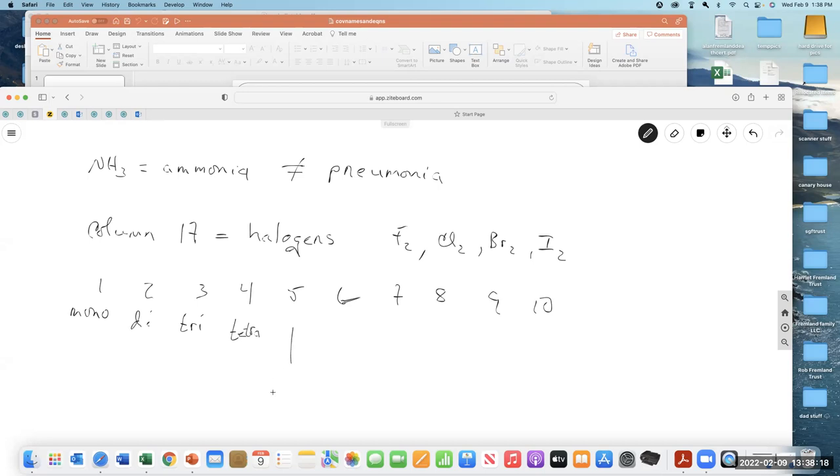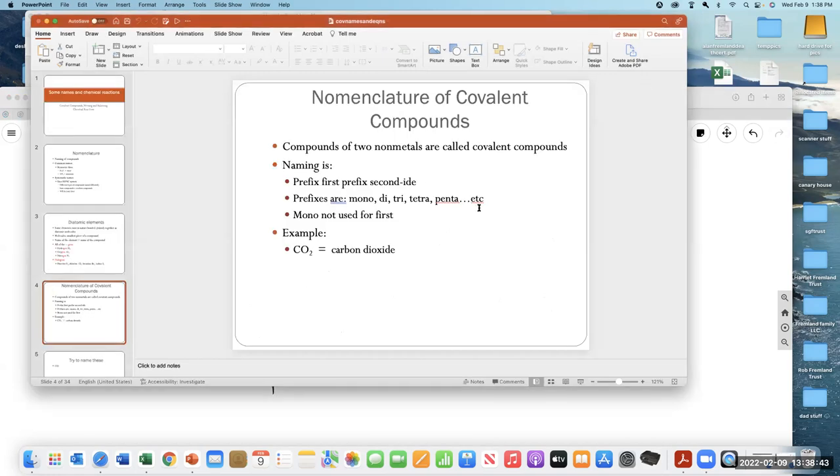Penta, like a pentagon, hexa, hepta, octa. You're familiar with octagon, right? Octa, nona, deca. That's enough. Typically, we're probably only going to go up to 5. Now, if you wrote mono for the first element, I wouldn't take a point off, but people would laugh at you.